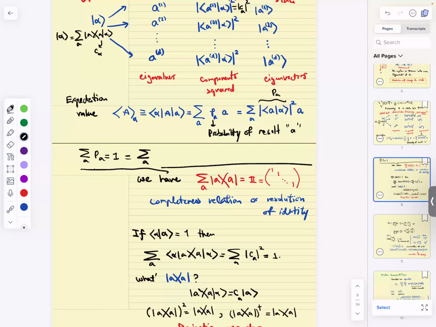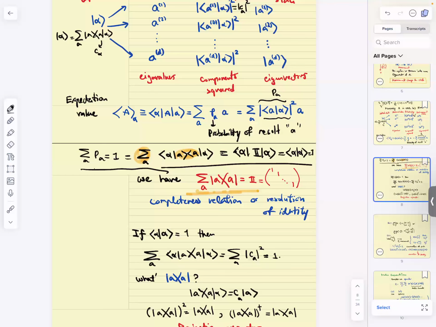Sum over A. I'm going to write down this norm as alpha A, alpha. Now you recognize the resolution of identity. That is like alpha, identity operator, alpha, which is like alpha alpha, which is 1. So we're good.